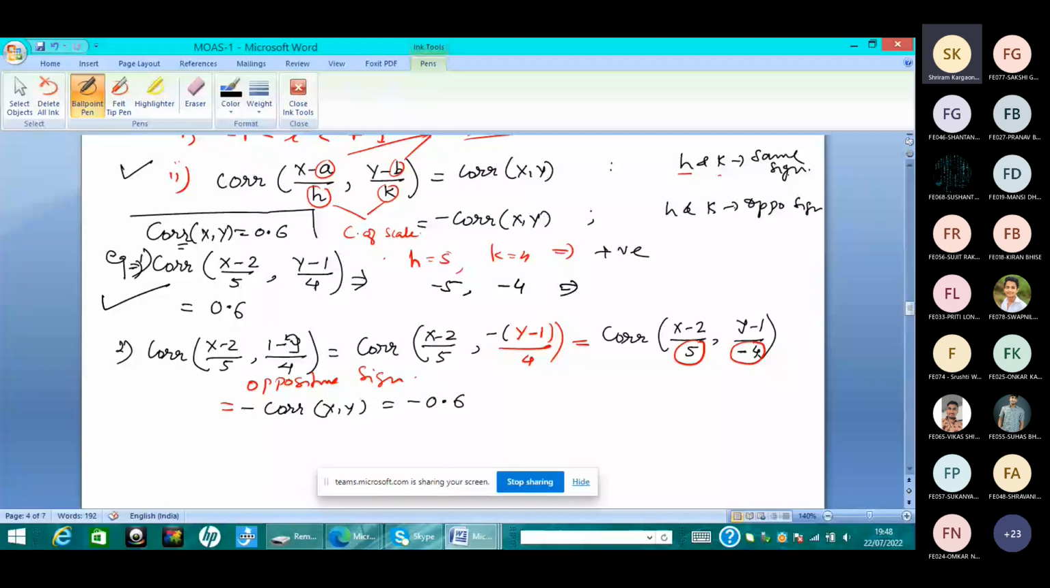What I said: same sign means both positive or both negative. Now here, 5 has a plus sign and the other has a minus sign. Suppose we reverse it, and 5 is minus and this is plus, but they have opposite signs. In that case, I will put a minus sign directly. And if you do not remember the property, you say that it is by the property of correlation. That's it. So how many of you understood? This is very important, and a short question can be asked on this.